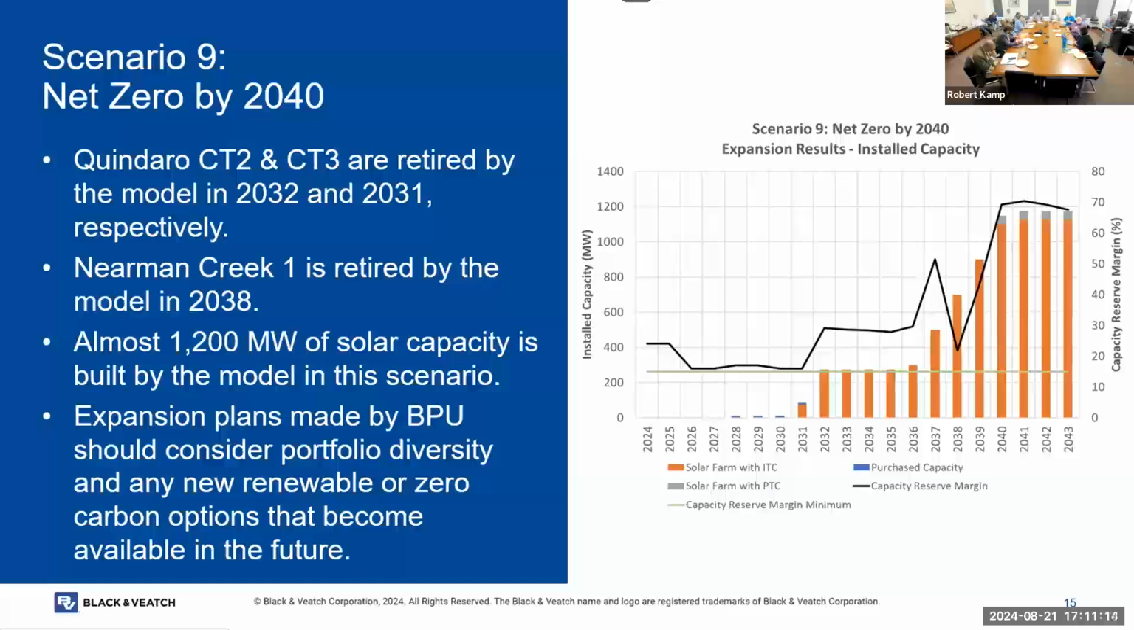Of course, SPP is rich in wind resources, and they provide a lot of energy for BPU currently. And as we look into the future, there may be other zero carbon generation options that could become available. Things like hydrogen burning combustion turbines, or additional nuclear units that capacity and energy could be bought from as a part owner or through a contract. But what this scenario shows us is more of the magnitude of installed capacity that would be needed to meet a net zero goal. And again, that's not current BPU policy. This is just a what if scenario.